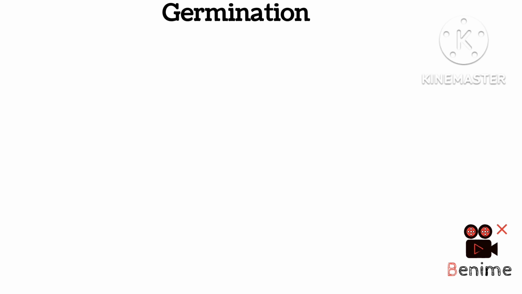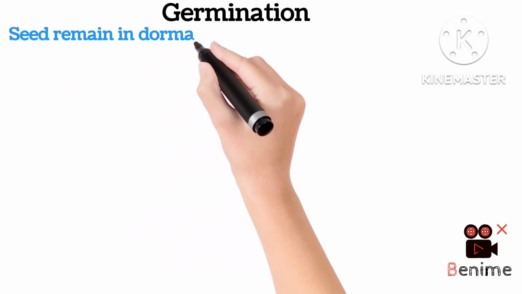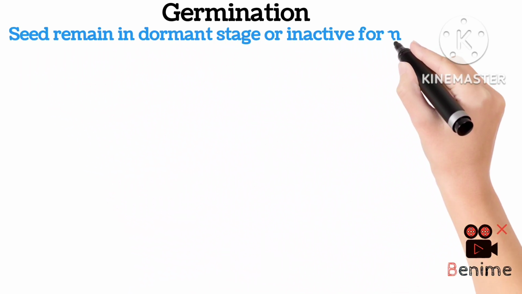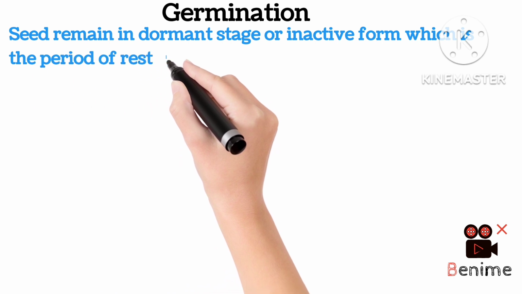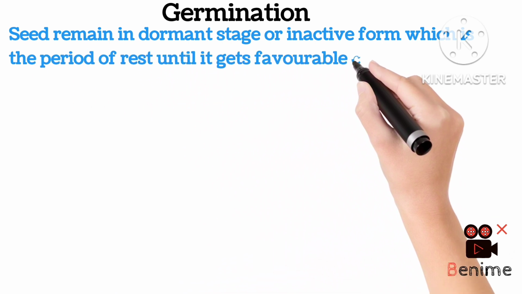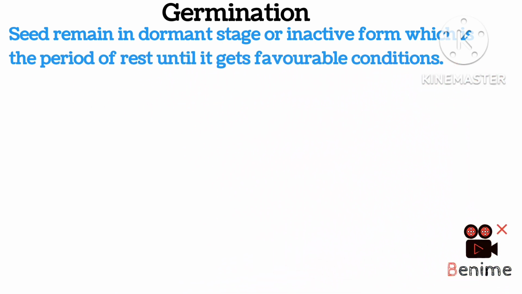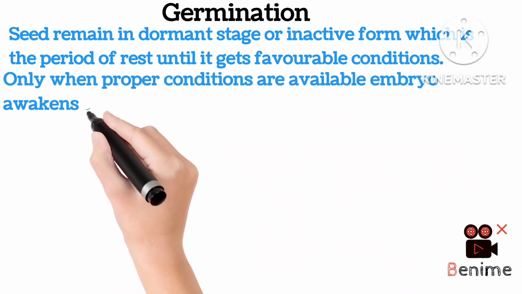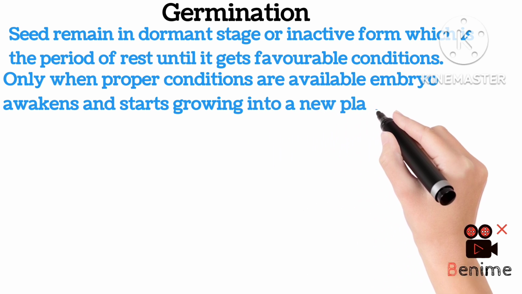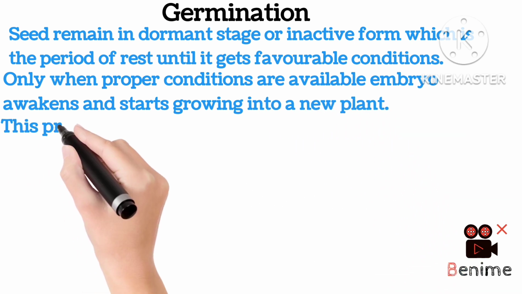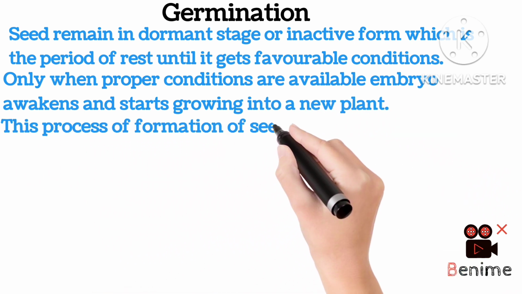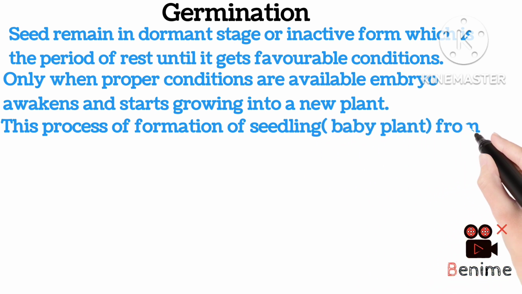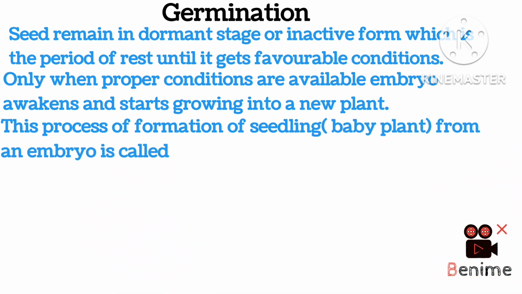Germination. Seed remains in dormant stage or inactive form, which is the period of rest until it gets favorable conditions. Only when the proper conditions are available, embryo awakens and starts growing into a new plant. This process of formation of seedling, that is the baby plant, from an embryo, is called germination.